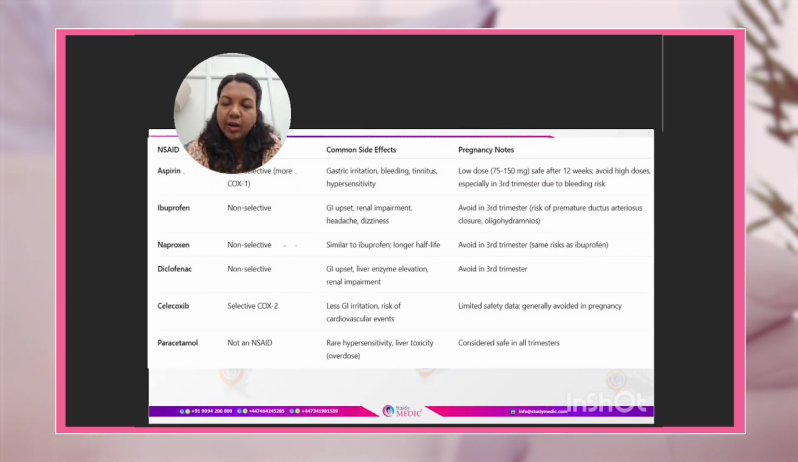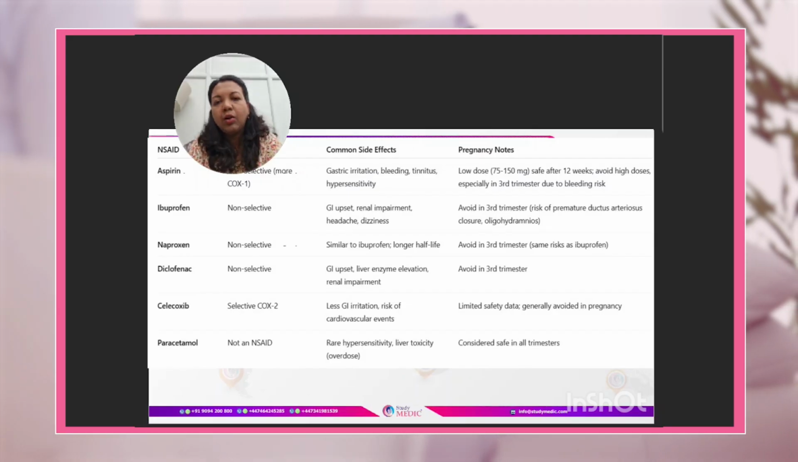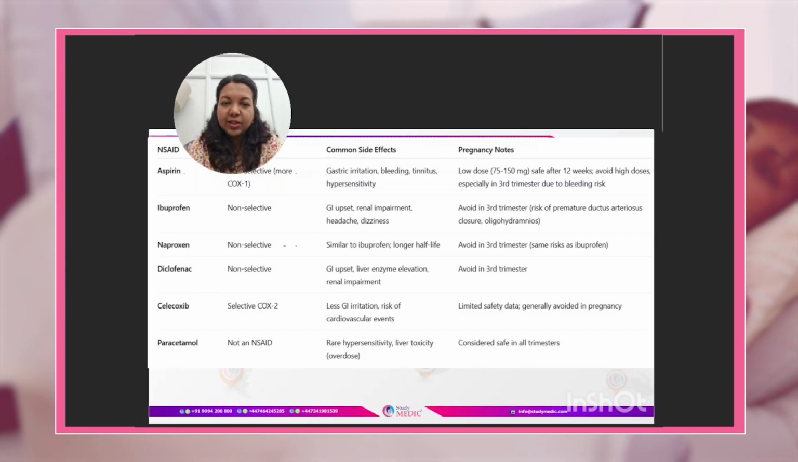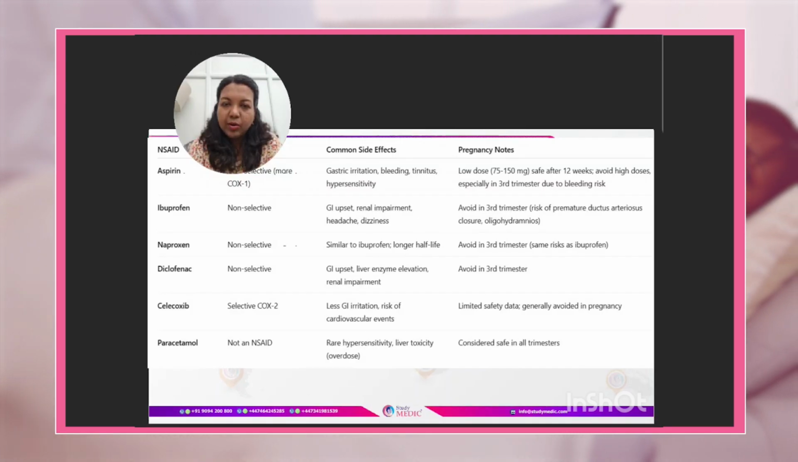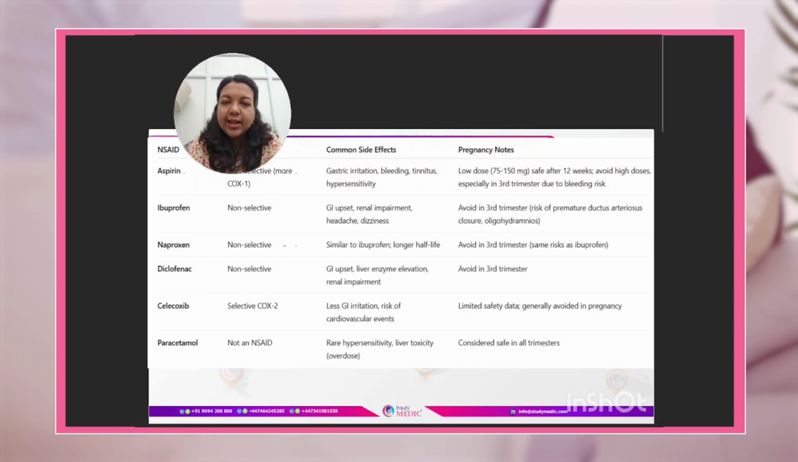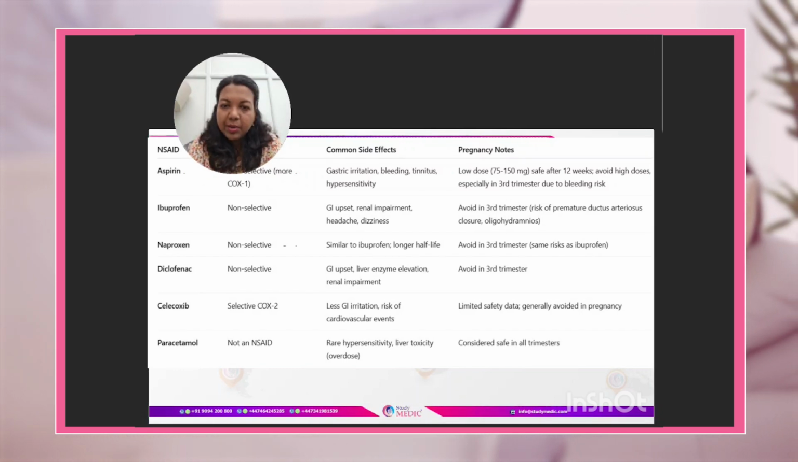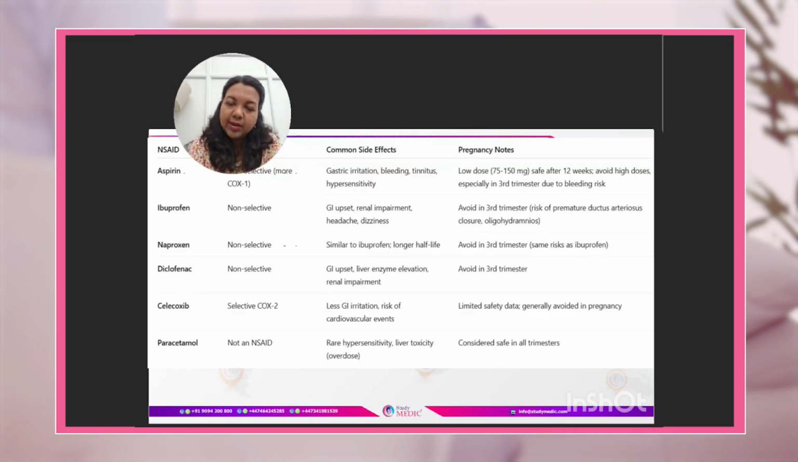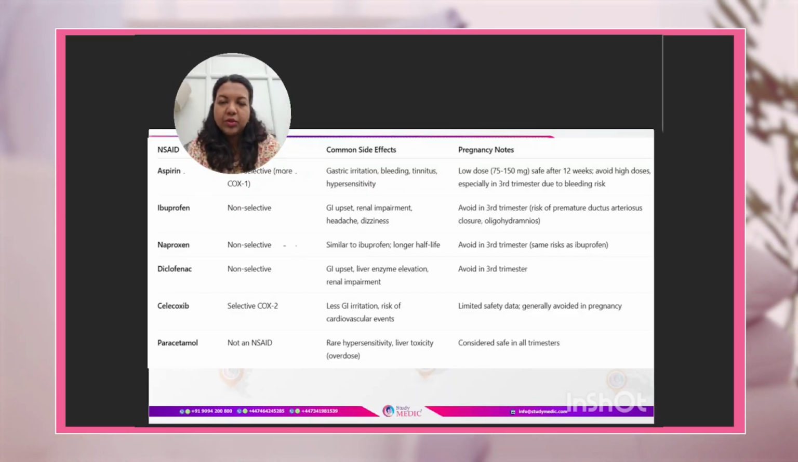These all have side effects, mainly GI upset, and long-term high dose usage can result in peptic ulcer, gastritis, and can also cause enzyme elevation of the liver and renal impairment. Celecoxib is a selective COX-2 inhibitor, and paracetamol is not an NSAID, but it is considered to be safe for administration in all the trimesters.